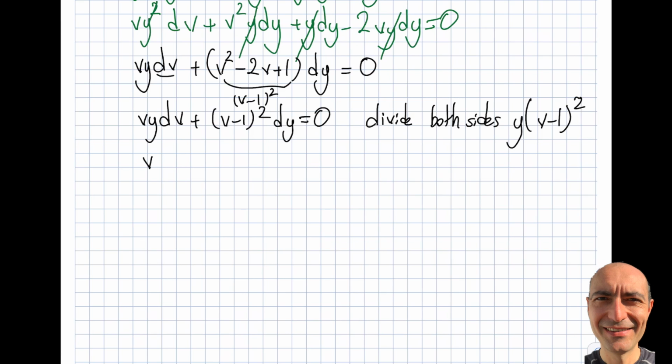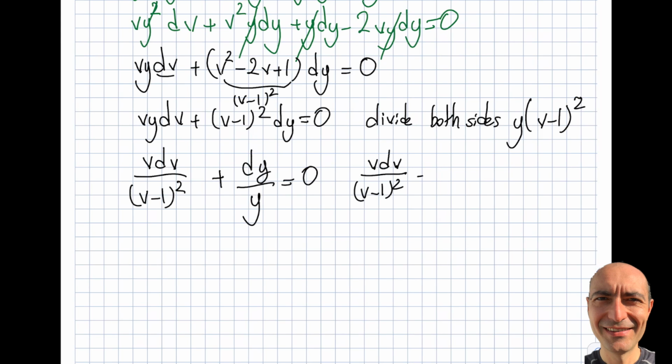So it's going to be v dv over v minus 1 squared plus dy over y is equal to 0. This term only has v, this term only has y. So now I can move one to the other side, so let's write it this way: v dv divided by v minus 1 squared is equal to minus dy over y. The next step is obviously to take the integral of both sides and see what happens.